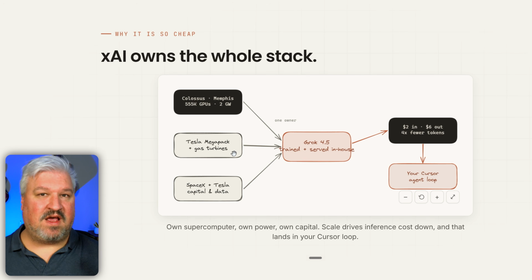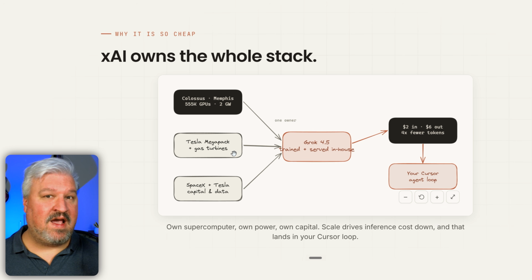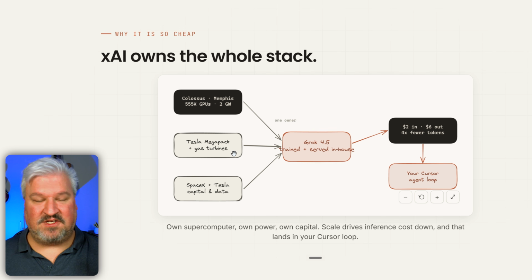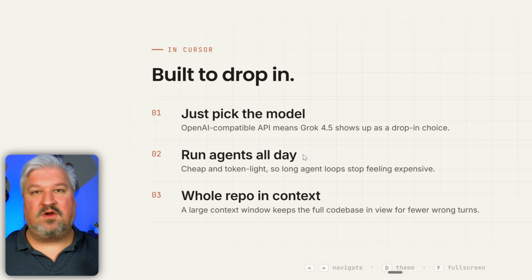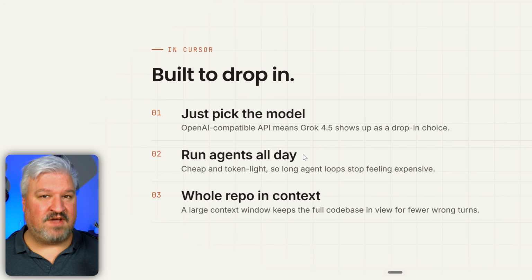Now, this model was a combined effort between XAI and Cursor, and it was trained on about 555,000 Memphis GPUs. This infrastructure is owned by SpaceX and Tesla, and this is what made training this model possible. And this model is also blazingly fast because of that infrastructure.